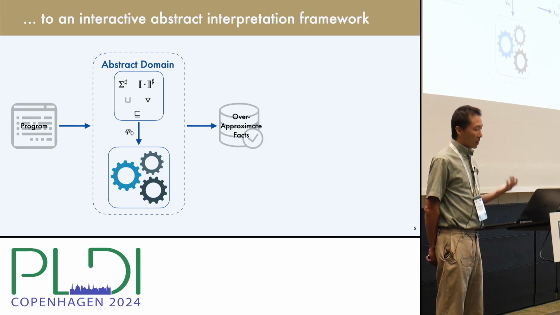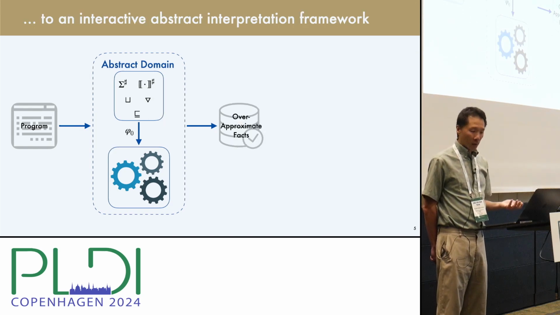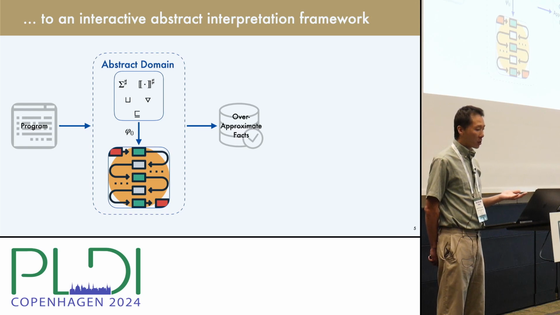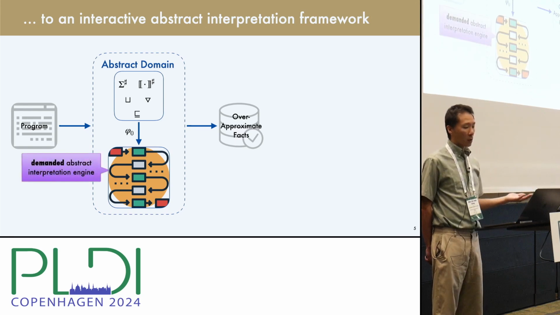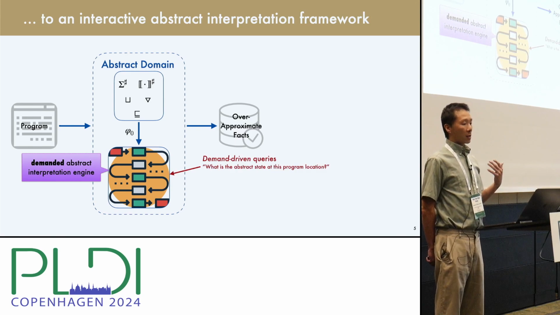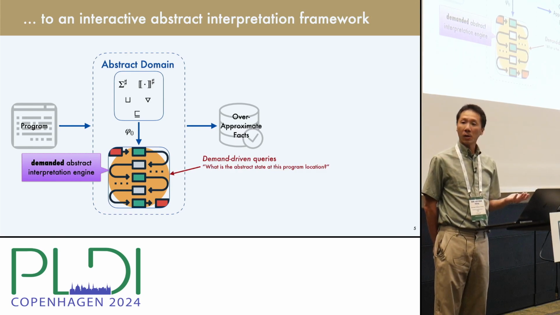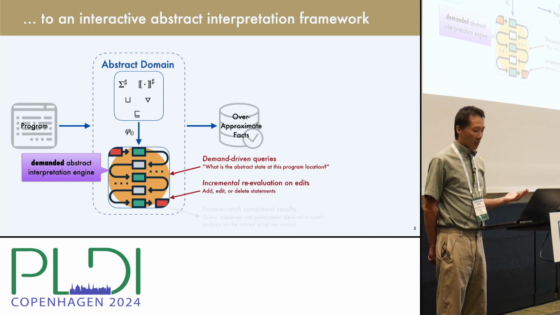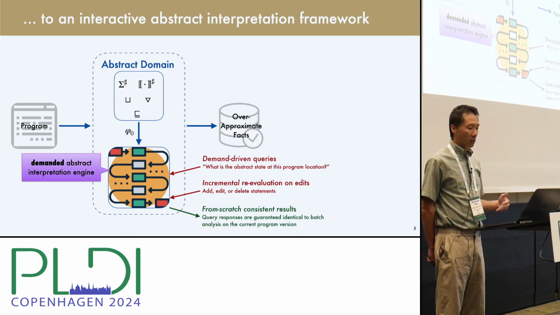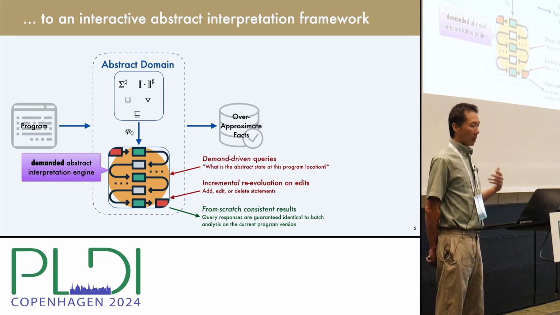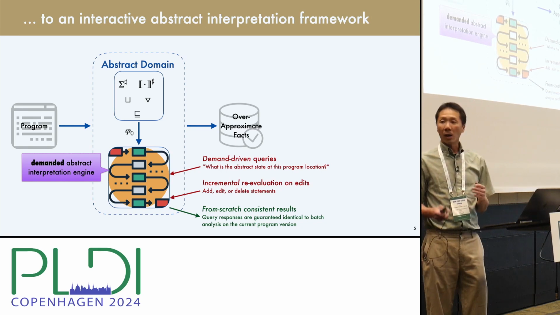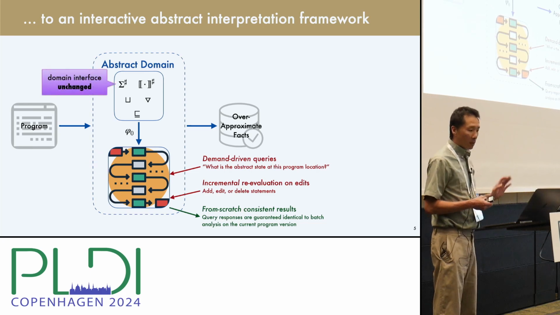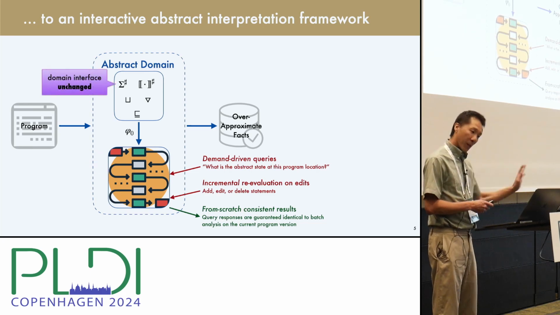Now, for the interactive abstract interpretation framework we're trying to build, what we do is drop that standard engine and replace it with a demanded abstract interpretation engine. It supports demand-driven queries: what is the abstract state at this program location? It supports incremental reevaluation on edits to add, edit, or delete statements, and it has strong consistency results, what we call from-scratch consistency: query responses are guaranteed to be the same as the batch analysis on the current program version. In particular, the domain interface remains unchanged. In my animation, nothing changed.